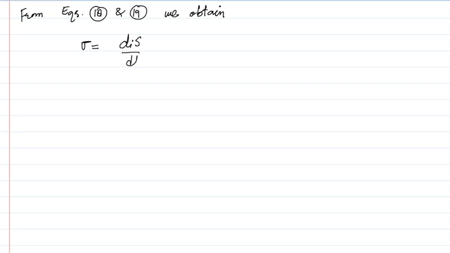So from equations 18 and 19 we obtain sigma, which is equal to d_i S upon dt, which will be equal to 1 upon T, affinity A times nu, rate of reaction, will be greater than 0, or we can write it as T sigma basically equal to A nu greater than 0. So this is equation 23.